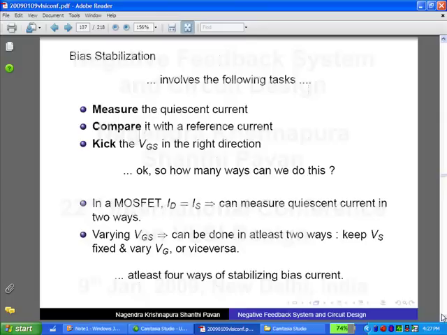The first way will be to measure drain current and change VGS by keeping, say, the source fixed and varying the gate. The second method is to measure drain current and vary VGS by keeping the gate fixed and varying the source. Then you measure source current and change VGS by keeping the source fixed and varying the gate, and all permutations and combinations, correct? And you will see that we'll simply go through this. This seems like pretty common sense, right? It's not rocket science. This is what any practical guy would do.